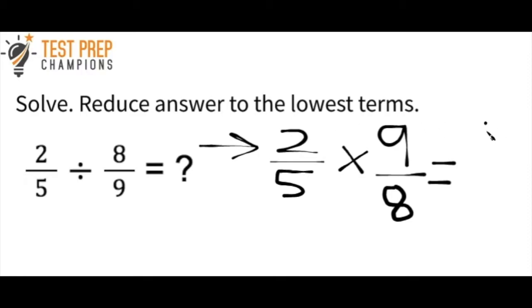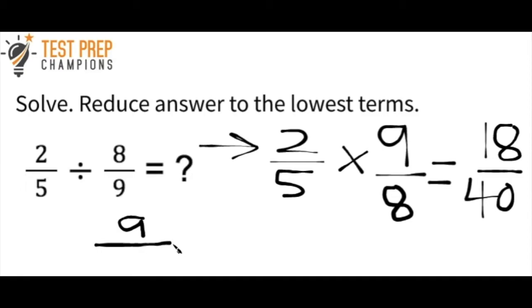So what's 2 times 9? 2 times 9 gives me 18. What about 5 times 8? Well, 5 times 8 is 40. So we have 18 over 40. And a good clue to know that this is not in the lowest terms yet is to ask yourself, can we divide both the top number and the bottom number by 2? When you have two even numbers, you're going to be able to do that. So 18 divided by 2 is 9, 40 divided by 2 is 20, and the final answer here is 9 over 20.